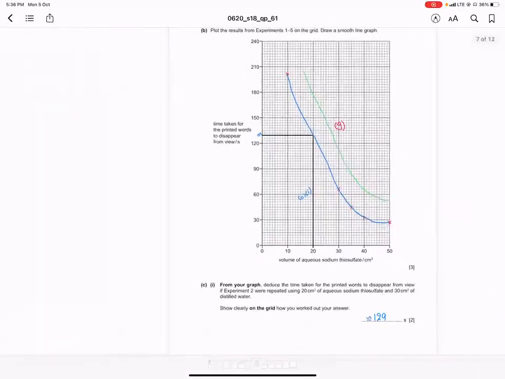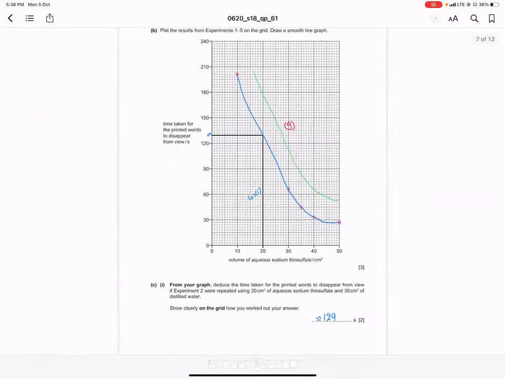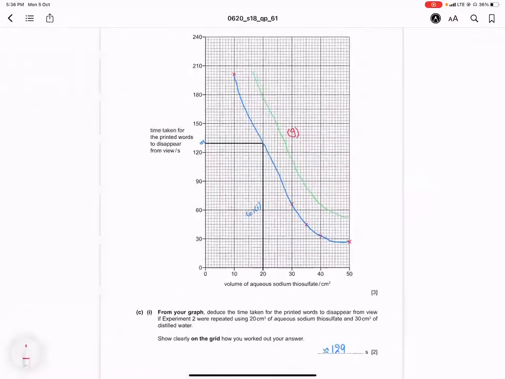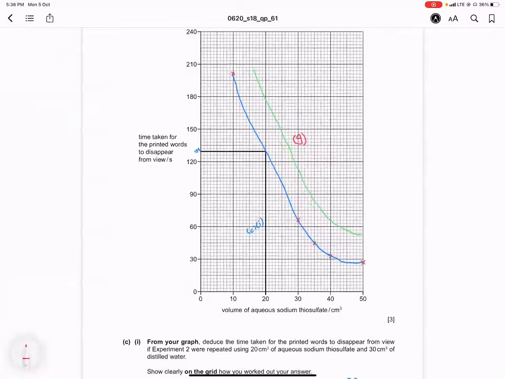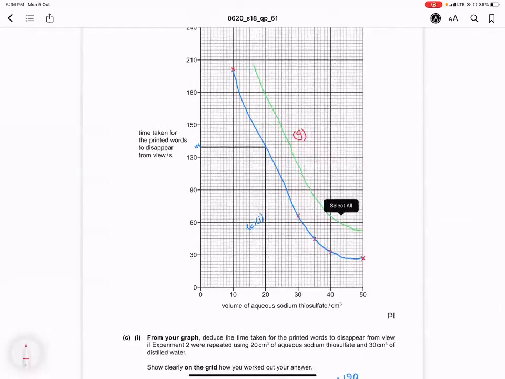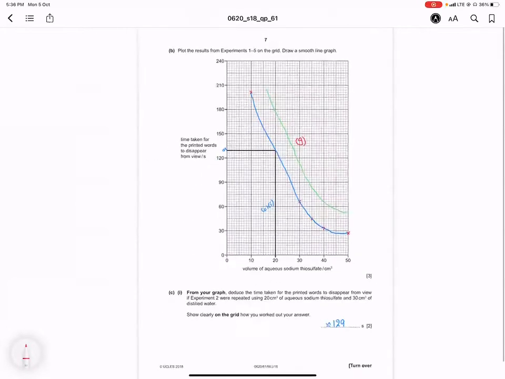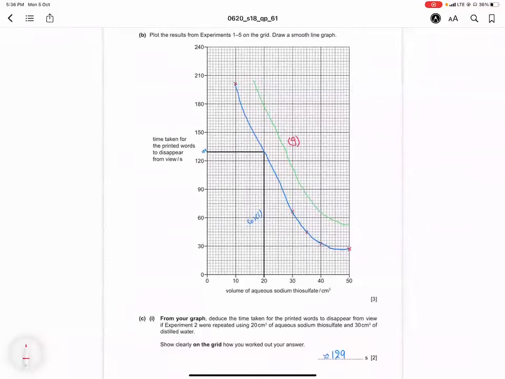Okay, this is the graph. This is not a perfect graph because drawing on a screen is not like drawing on real graph paper, so excuse me if it's not as accurate as it should be. The blue one is the graph that you should have drawn in C(i). A smooth line means you use your hand. You never use a ruler unless the question says a straight line.